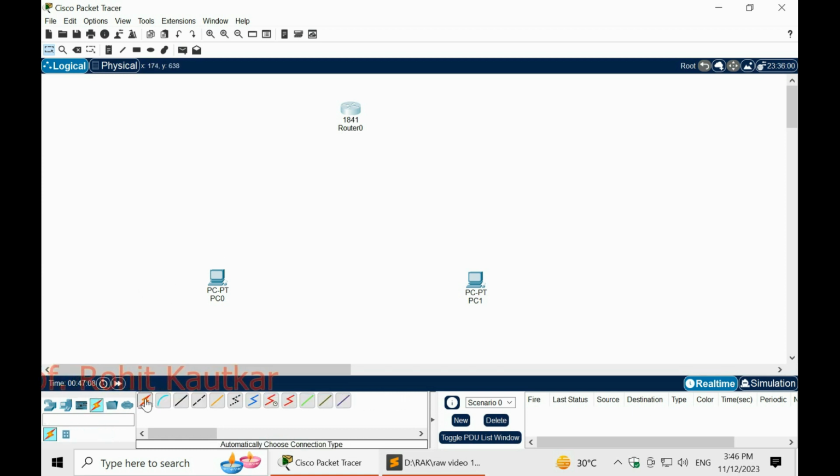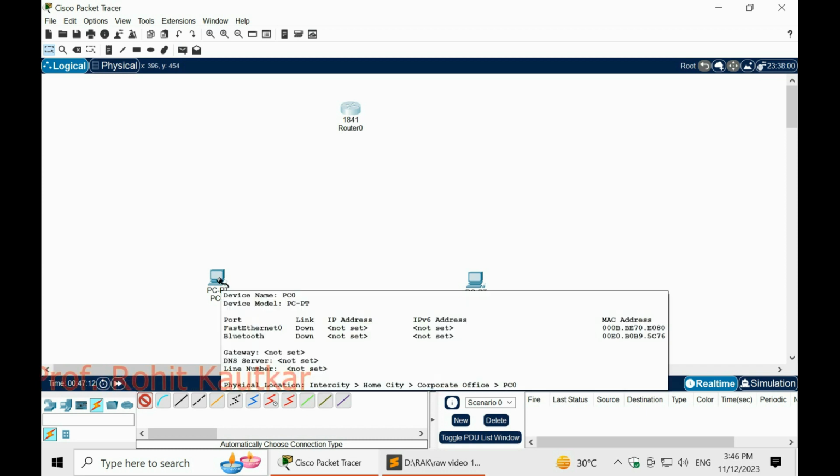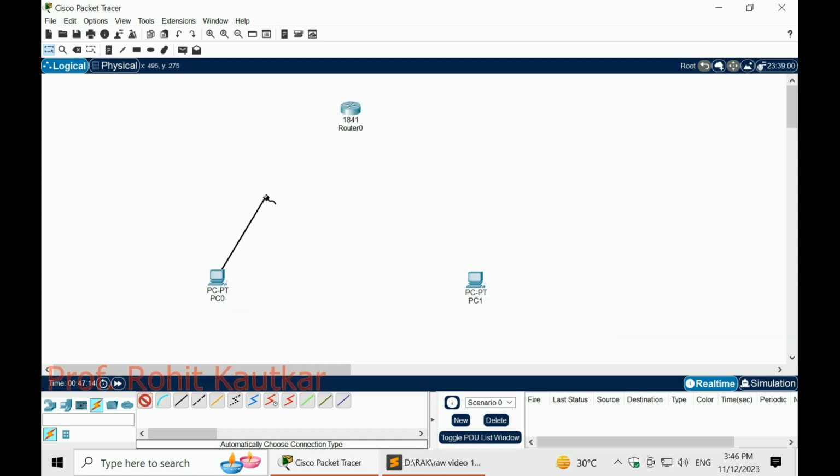Let's connect them quickly with each other. I am going to use this first option, clicking on this machine and taking it to the router. The connection is established. Again I am going to connect this router to the second computer.